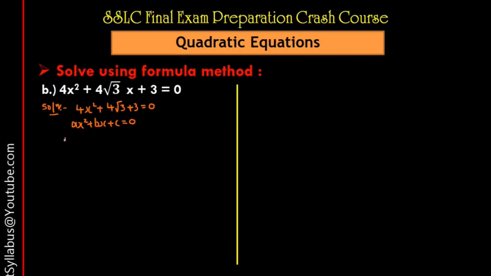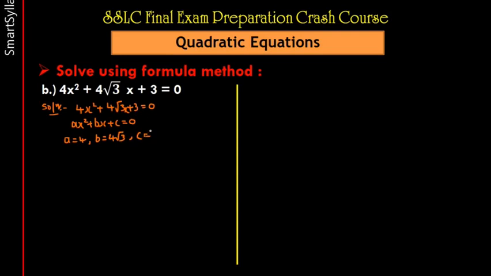Here a is 4, take with the sign. Now b is equal to, here only many students fail. Many of them consider b is just 4, but along with the 4, you must take here the root 3. So it's 4 root 3. Then c is equal to 3. So once we have the values of a, b, c, the remaining part is write the formula, substitute the values of a, b, c, and just go on solving.